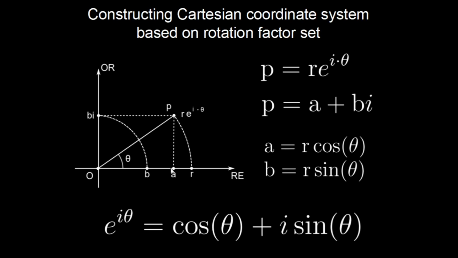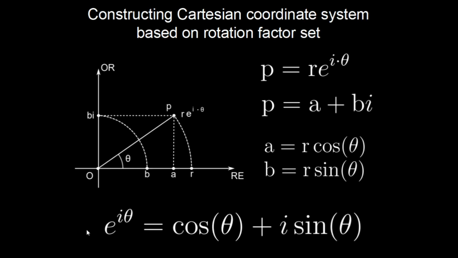In this figure, from the definition of sine and cosine, r cosine is a. We have this equation. R sine is b. We have this equation. Inserting a and b back to this equation and combining with this equation, we then obtain Euler's formula here. The deep meaning behind Euler's formula turns out to be the concept of rotation factors and the existence of the rotation factor set.